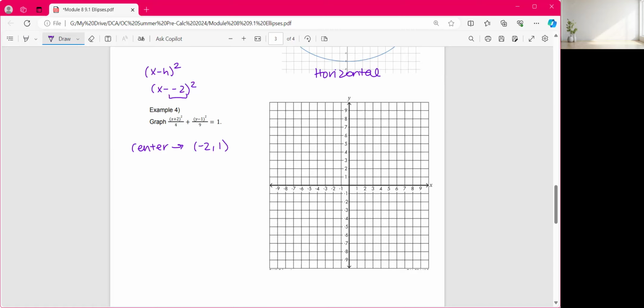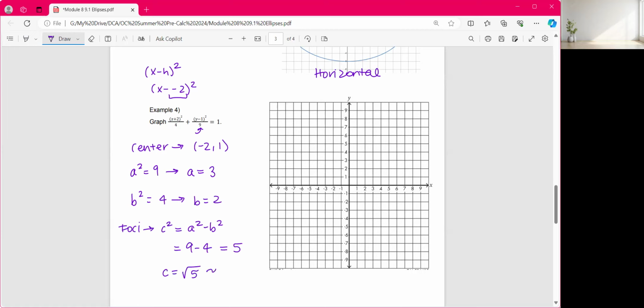Then I know my a squared is the bigger denominator, so that's 9, which tells me a equals 3. B squared is 4, which tells me my b is 2. I also need to find the foci when I graph it. All of your graphs need to include foci points. We get foci by doing c squared equals a squared minus b squared, which is 9 minus 4, which is 5. So c equals the square root of 5, which is about 2.23. This is the key information I need to graph the ellipse.